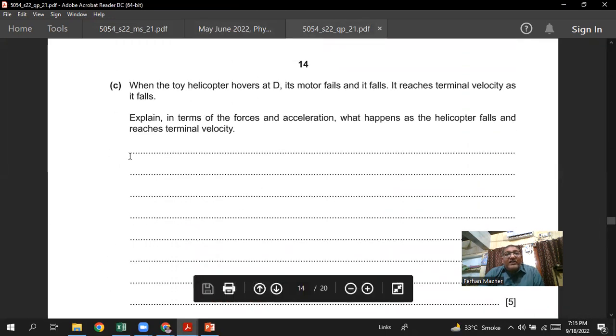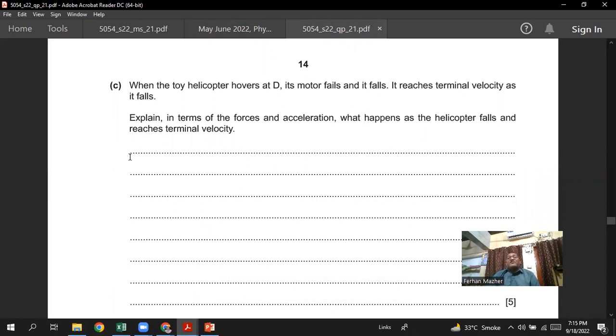It says when the toy helicopter hovers at D, its motor fails and it falls. It reaches terminal velocity as it falls. Explain in terms of the forces and acceleration what happens as the helicopter falls and reaches terminal velocity. You see, when the helicopter starts falling, at that moment there is only one force acting on it, and that is its weight, which is acting downward. So the resultant force will be in the downward direction, and it will be equal to the weight.